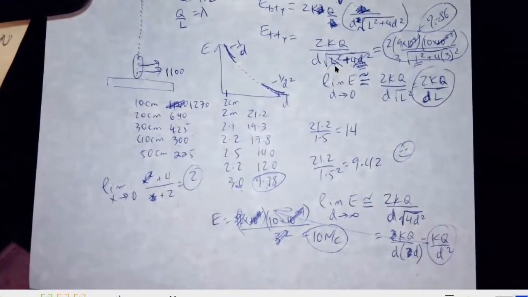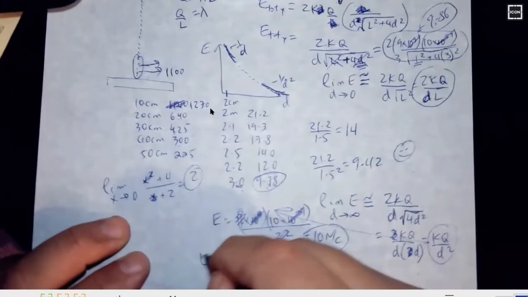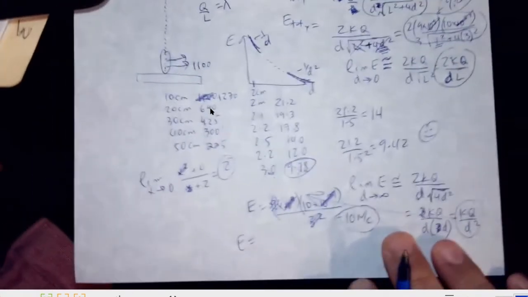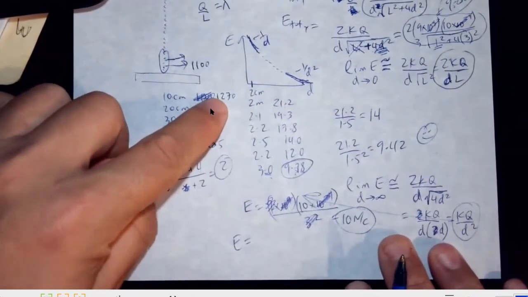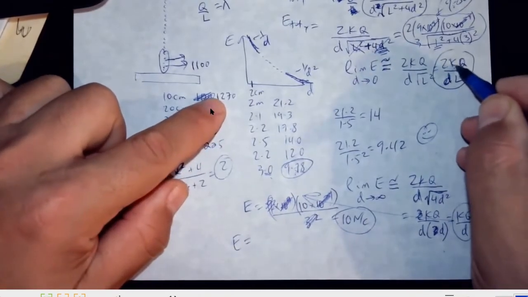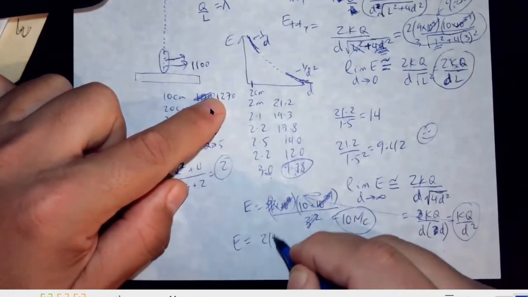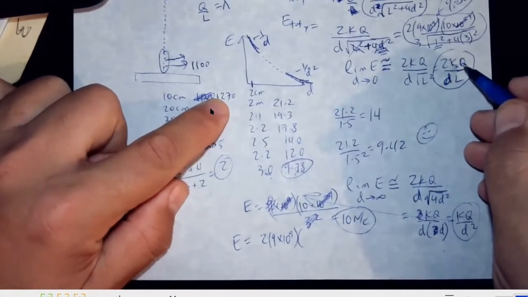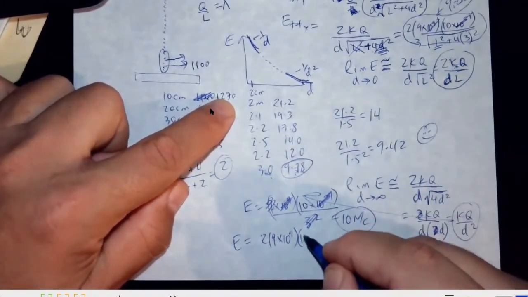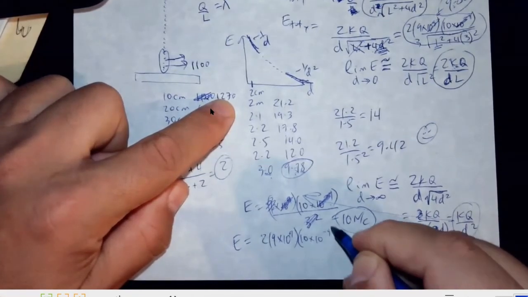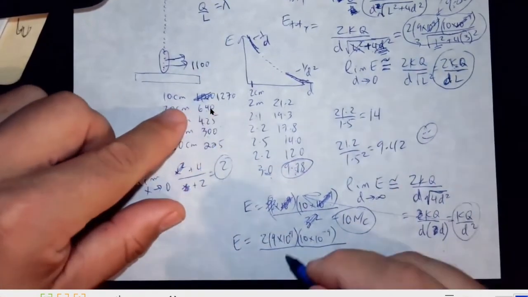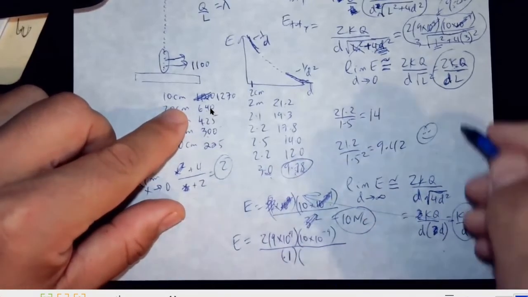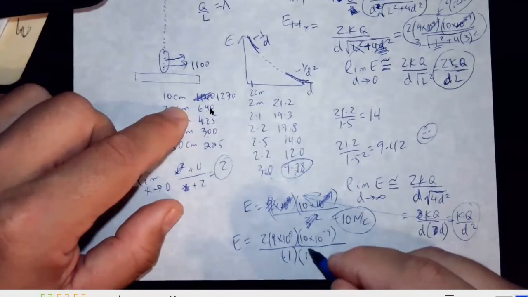Okay. Now I can use this equation to check the near ones. So what would be the electrical field if I'm 10 centimeters away? Let's say I want to check that one. So then I could just simply use that equation. 2 times 9 times 10 to the 9th, and times q, which is 10 to the minus 9, over d is 0.1, and then the L is 1 meter.